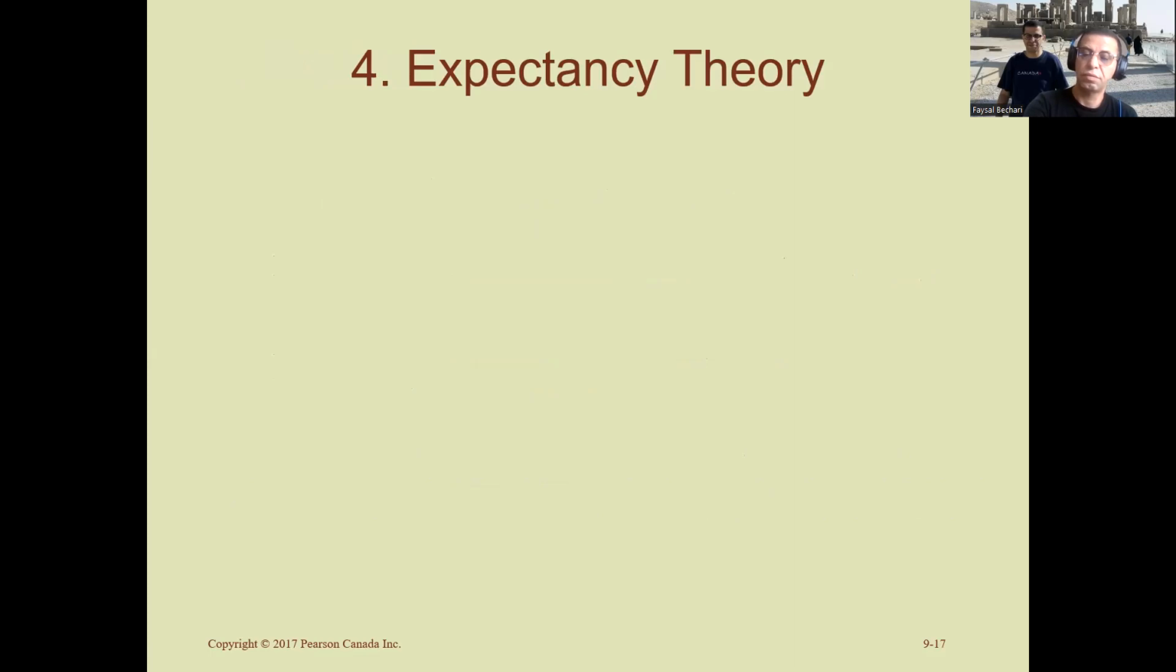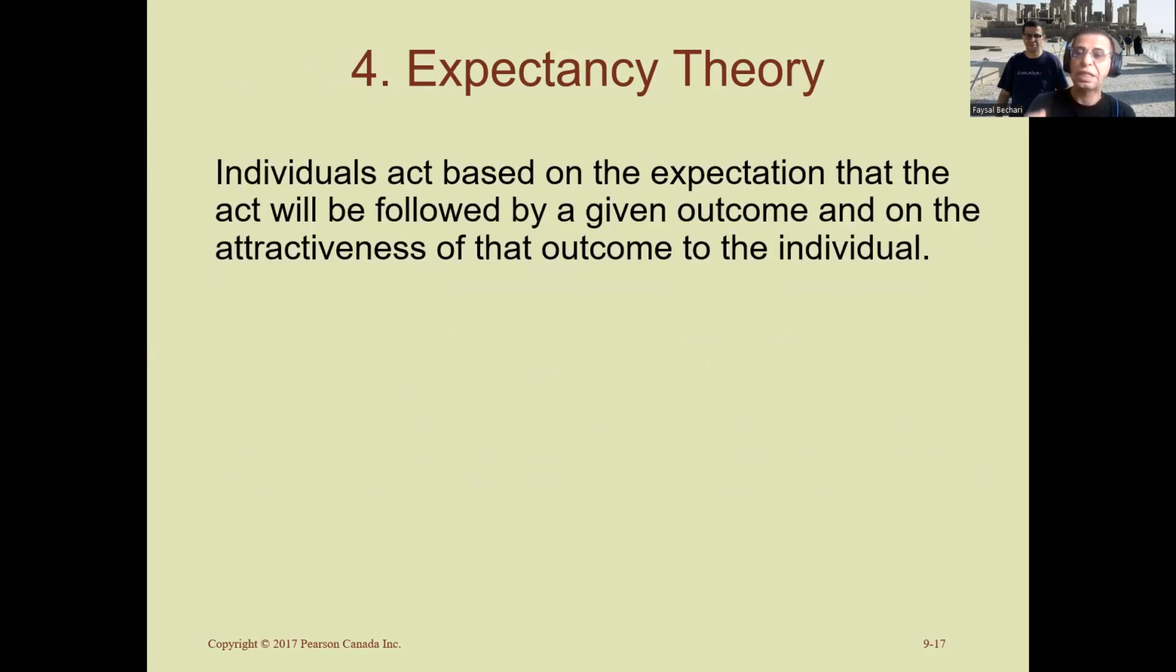And then, that's basically equity theory. You have the expectancy theories. Individuals act based on the expectation that the act will be followed by a given outcome and on the attractiveness of the outcome to the individual. So he looks at if he does X, he's expecting the outcome to be Y, and then he looks at the Y, whether that is attractive or not.